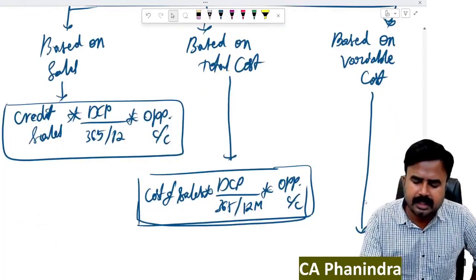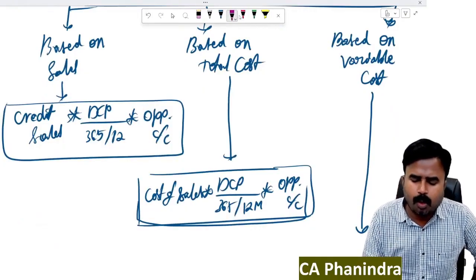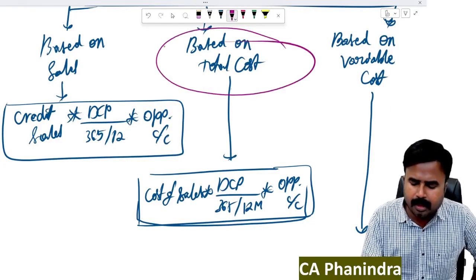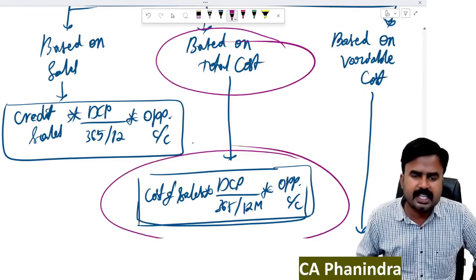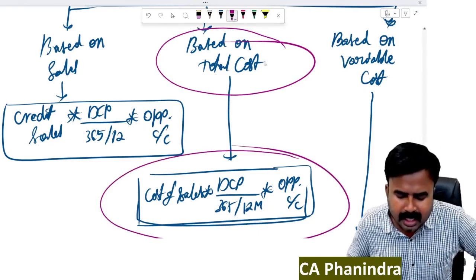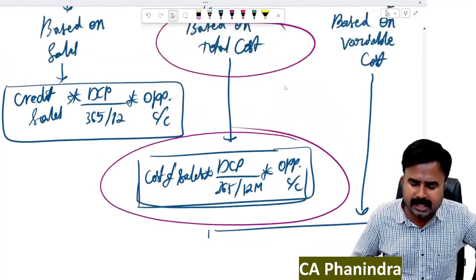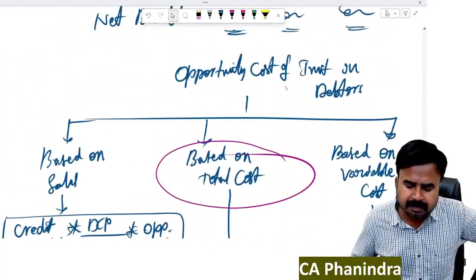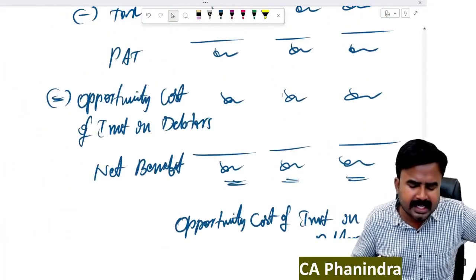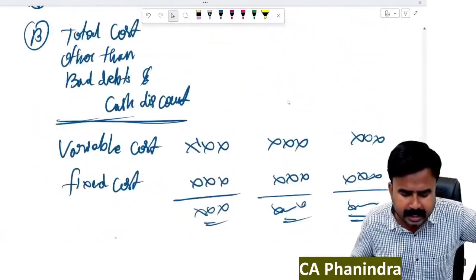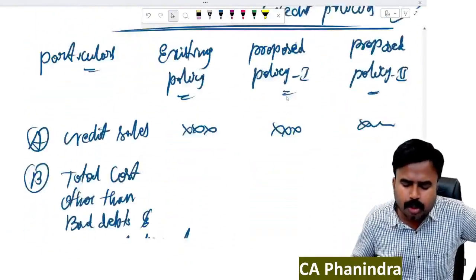My suggestion, and even in the study material, is that we always follow the second formula. That is credit cost of sales or total cost into debtors collection period divided by 365 days or 12 months into opportunity cost of capital. If you use this formula, you can easily calculate opportunity cost of investment in debtors. So this is regarding the total approach.